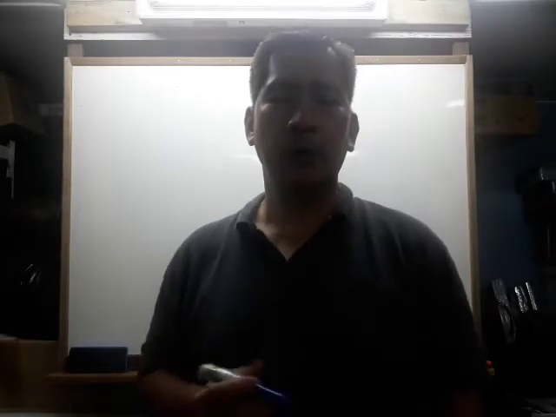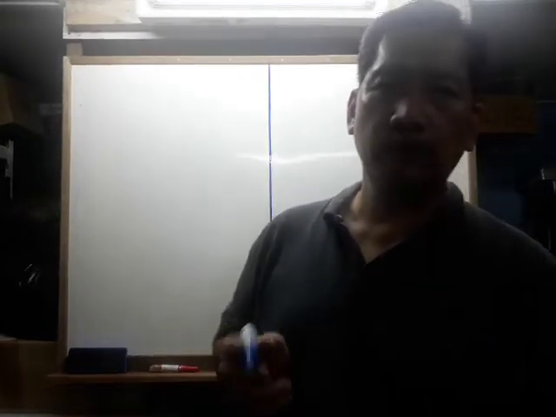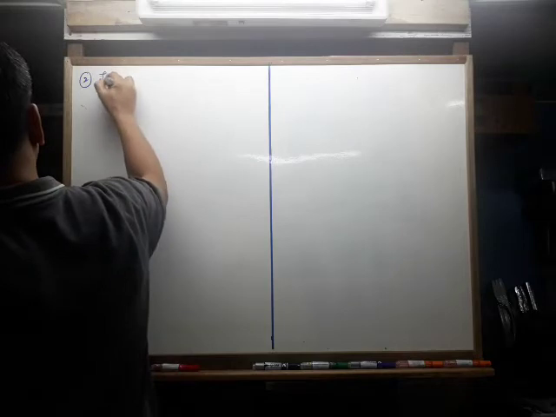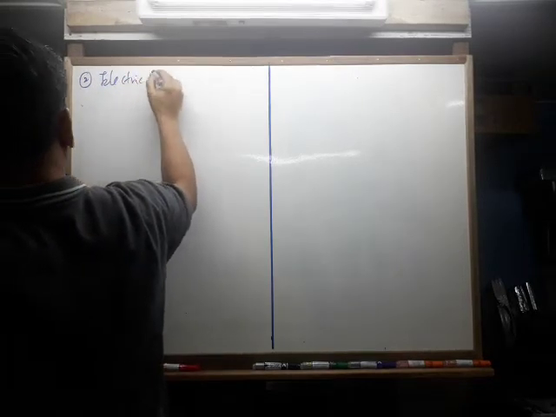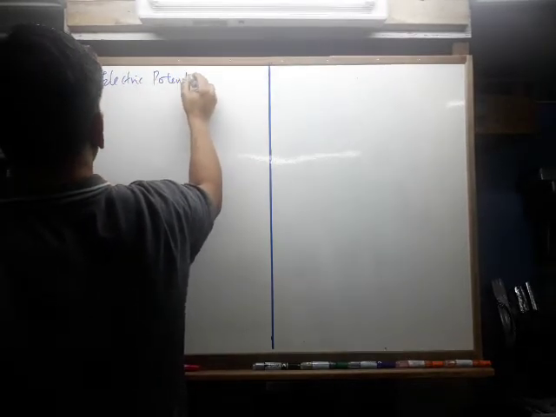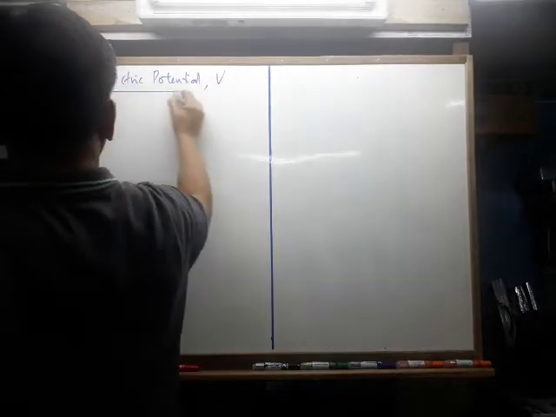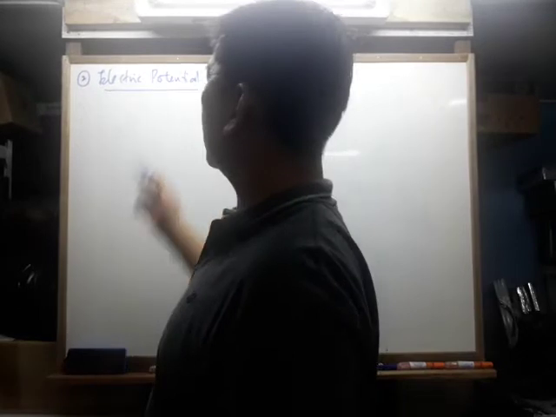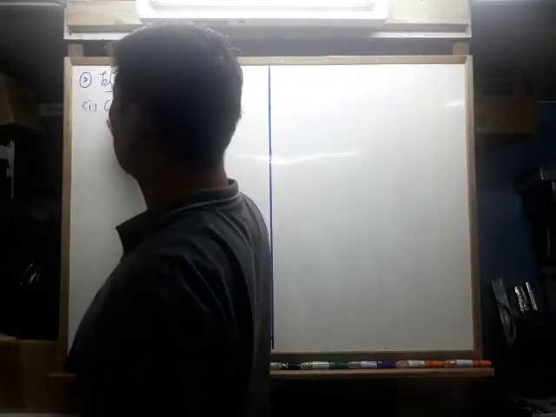Hi, we are looking at the second subtopic of the electric potential. Number 2 is our electric potential. The symbol is big capital letter V. First we're going to look at the concept of electric potential. That is our concept.